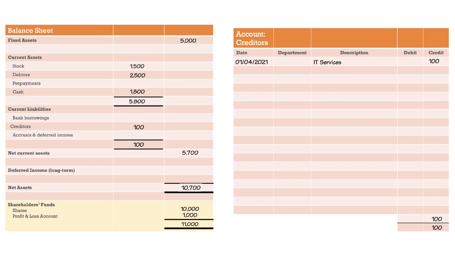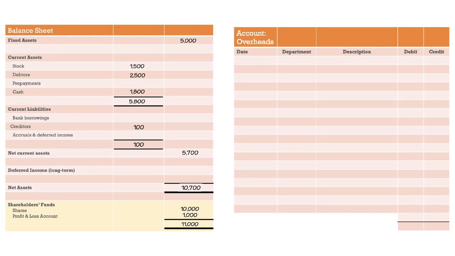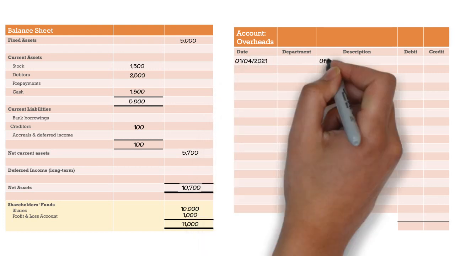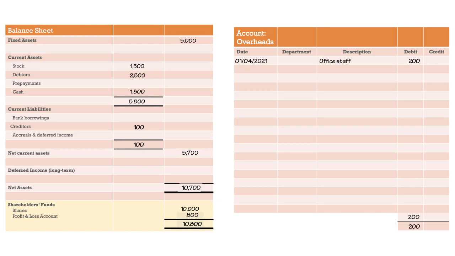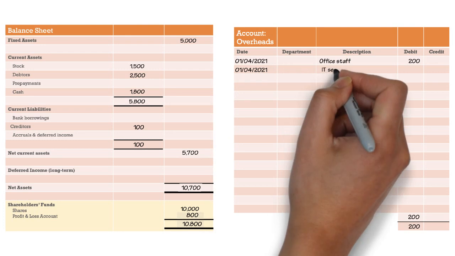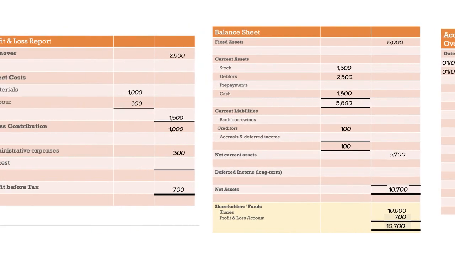Again, those are one-sided entries, so we need to put the double entry in, and there's another account here for overheads. So in there, we will record the fact that we have paid office staff £200, and that we've received an invoice from our IT company for £100. Both of those are debits, they are charges to overheads.